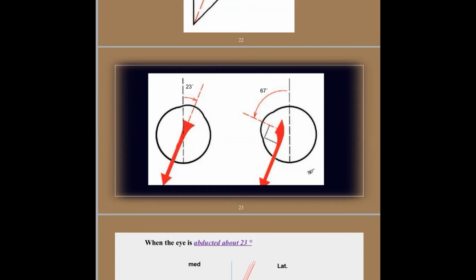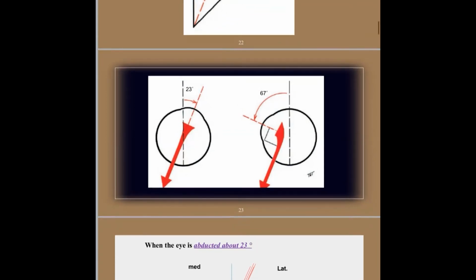This is easy, I think. Okay, look at this one. If the globe is rotated to the median, so the globe is abducted by 67 degrees, what do you think of this muscle? This muscle is perpendicular to the optical axis, like that.